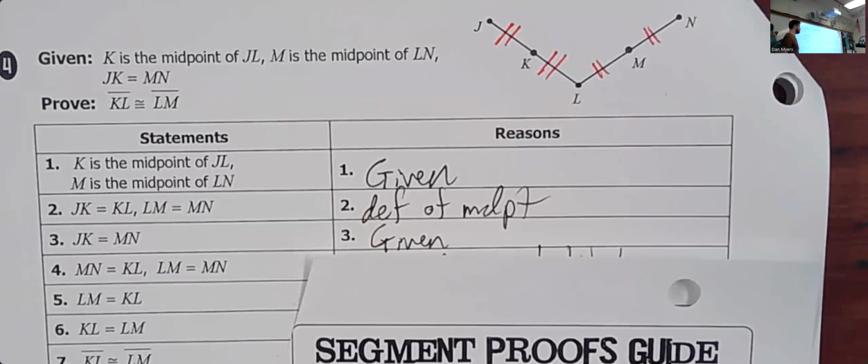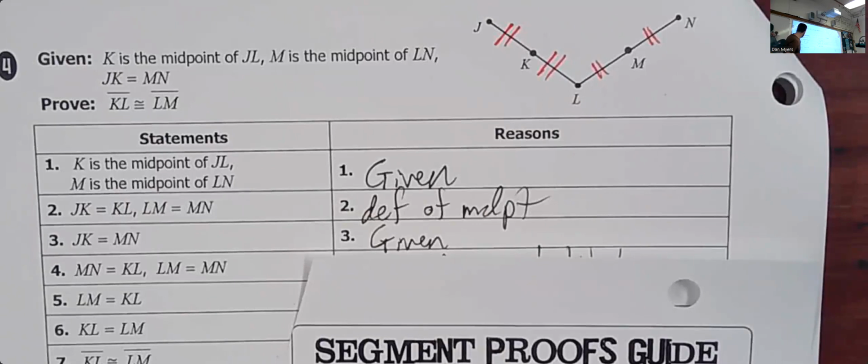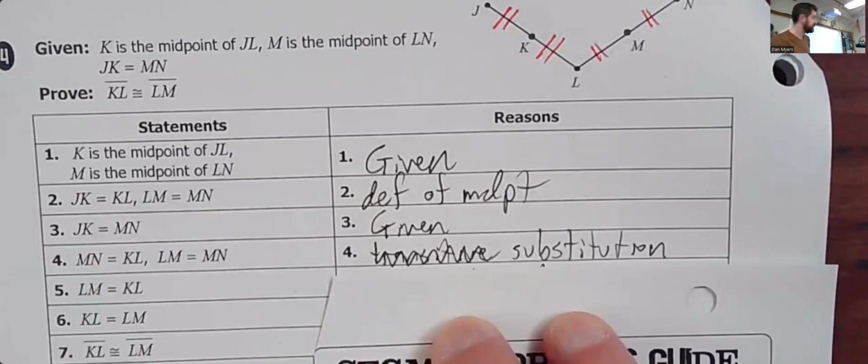Substitution. Yeah, this one's a substitution one. So what happened here is, if you look at KL, there's KL right here as well. And between JK and MN, JK was replaced by MN because it says that JK and MN are the same. So it was replaced, meaning it was substituting. So step number 4, substitution.